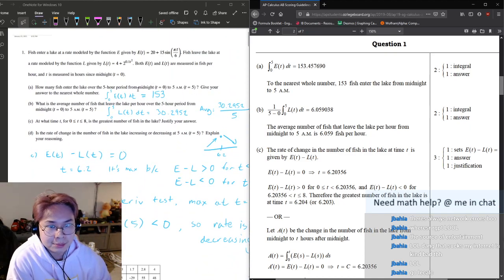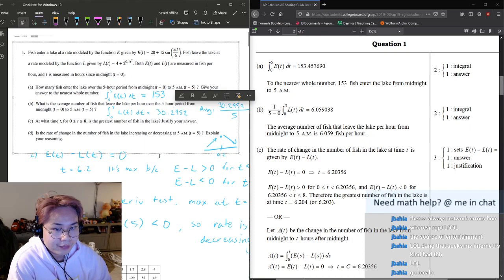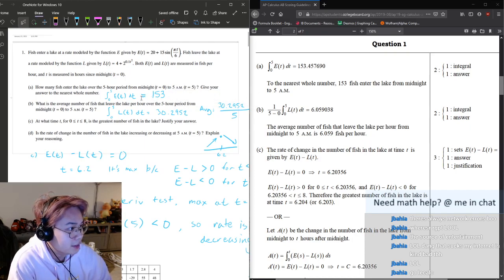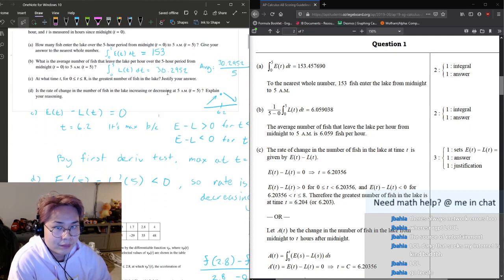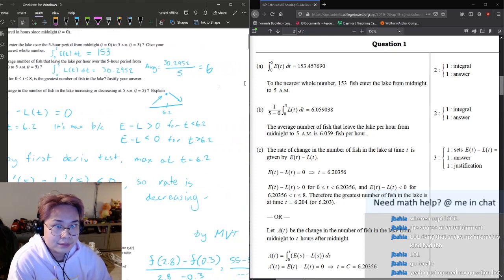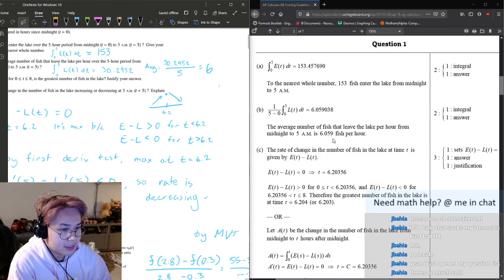Okay, number 1A, 153, answer key, 153, nice. Number B, 30, actually wait, no, hold on, I don't think that's the full answer. 6, and then over here, 6, more or less.